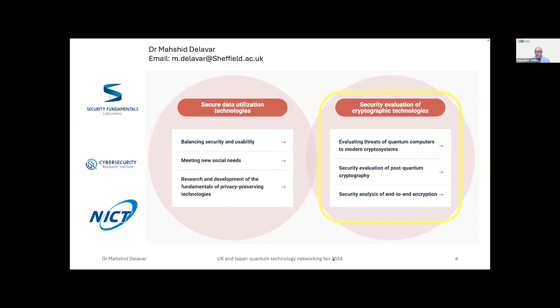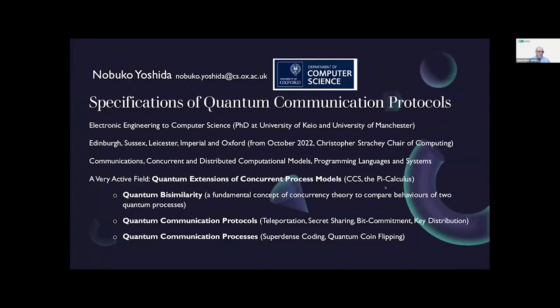I'll now invite the next speaker. So we have Nobuko Yoshida from the University of Oxford. If you could put your slides up, please. We can see your slides, but we can't hear you at the moment if you're talking.